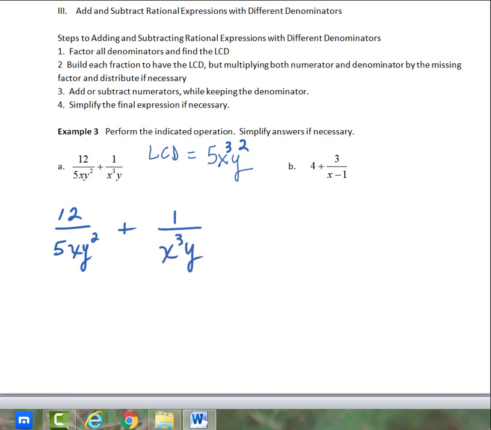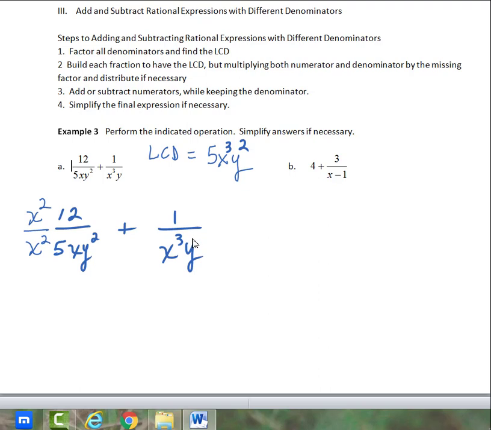So just like when you're adding numerical fractions, you've got to multiply the numerator and the denominator by the missing factor. So when I look at the denominator in the first fraction, it's 5xy squared, but my LCD is 5x cubed y squared. And so we're going to ask ourselves, what are we missing here that we need to have? And I need an x cubed, I have an x, so I'm missing a factor of x squared. And so I've got to multiply the numerator and the denominator by x squared.